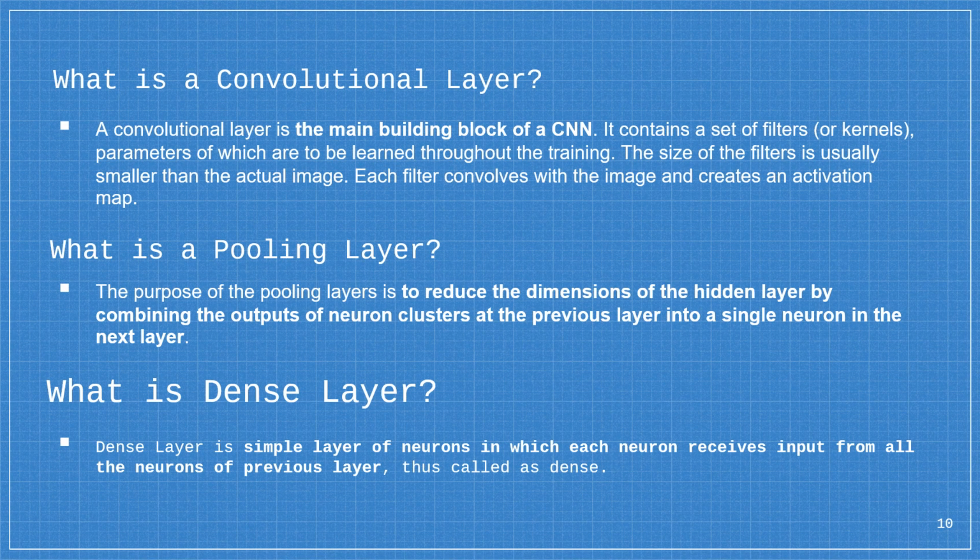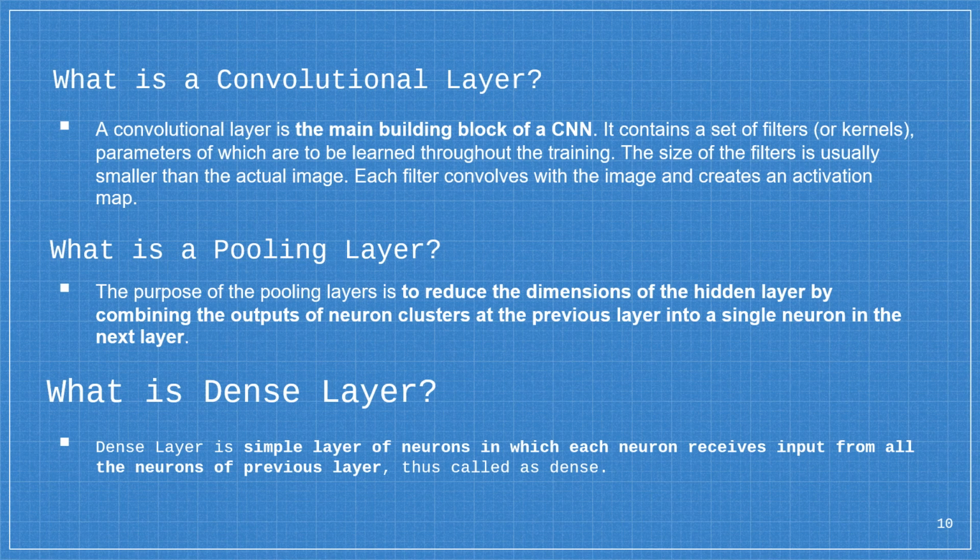Now we'll look into the layers of CNN in depth. What is a convolution layer? It is the main building block of CNN, which is basically the first layer of every CNN model. It contains a set of filters or kernels, parameters of which are to be learned throughout the training. The size of the filters is usually smaller than the actual image. Each filter convolves with the image and creates an activation map.